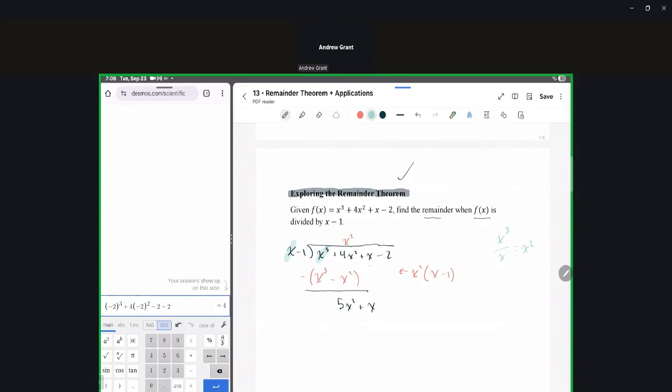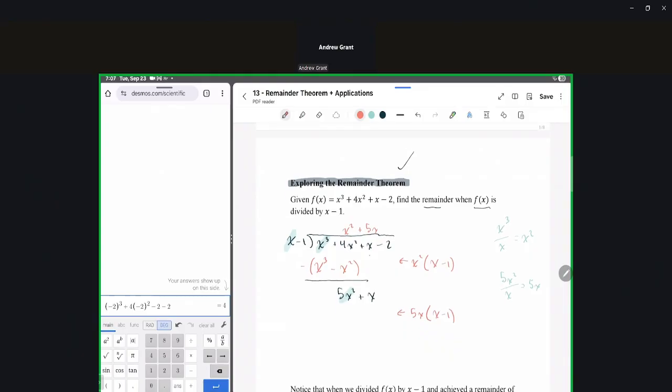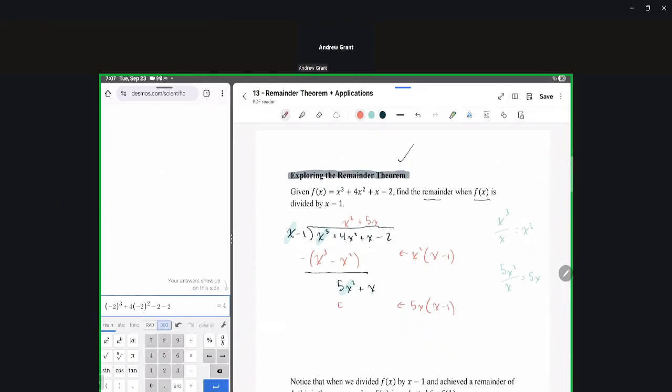Now, here's the question. How many times does x go into 5x squared? Or an alternative way to think about that is to say, what is 5x to the power of 2 divided by x, which means it's just going to be 5x. And so that's a 5x. So we'll put a plus sign here. And down here, we're going to write 5x multiplied by x minus 1. So 5x times x is going to be 5x squared. 5x times negative 1 will be negative 5x. And we'll minus these off.